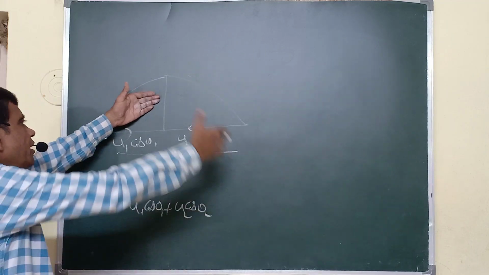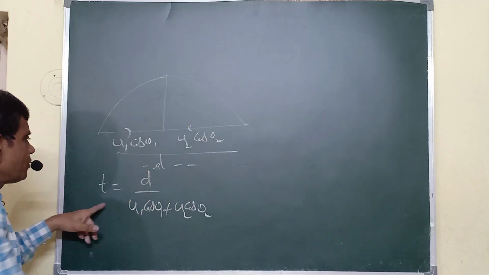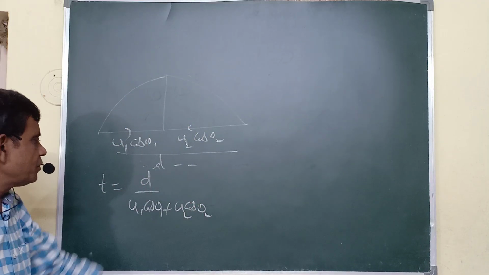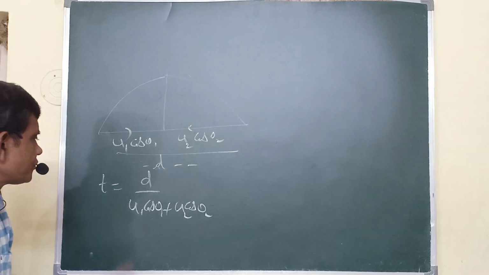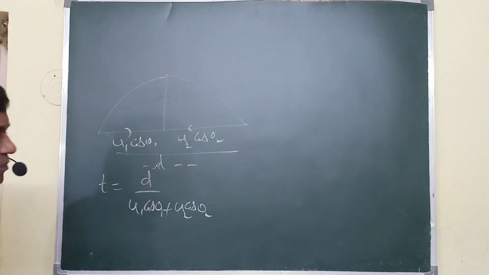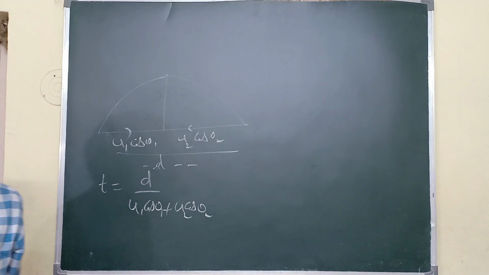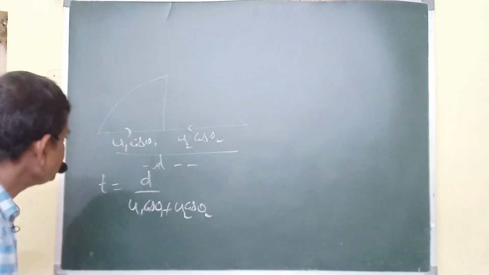Here the ball is coming, here the stone is coming. These two are colliding. What is the colliding time? d by u1 cos theta 1 plus u2 cos theta 2. So that is the formula for time to meet. These two concepts we apply directly in this problem. So now I am going to the problem directly.